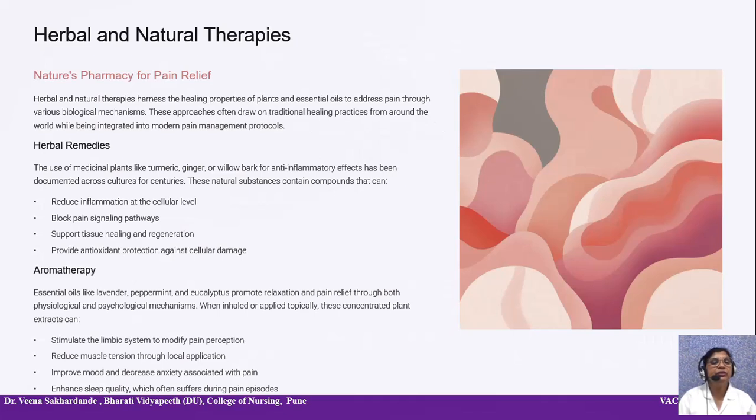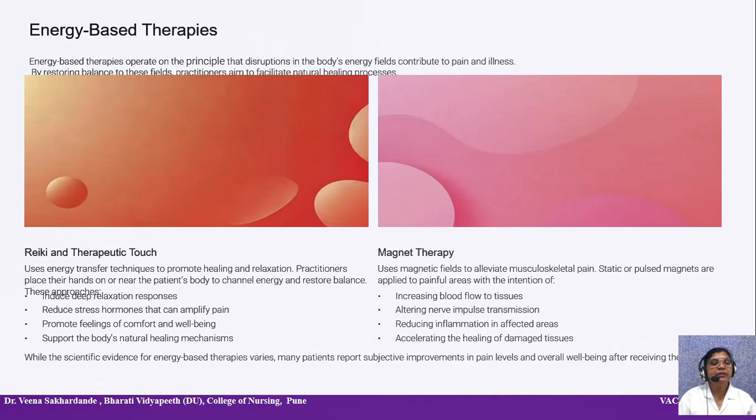Under herbal and natural remedies, there are different therapies, like herbal remedies for blocking the impulses of the nerves and supporting tissue healing. Then aromatherapy is also very important under herbal and natural therapy. Then energy-based therapies also, like Reiki therapy, as we have seen, therapeutic touch is very important, and magnet therapy, which help with pain management for patients with chronic pain.